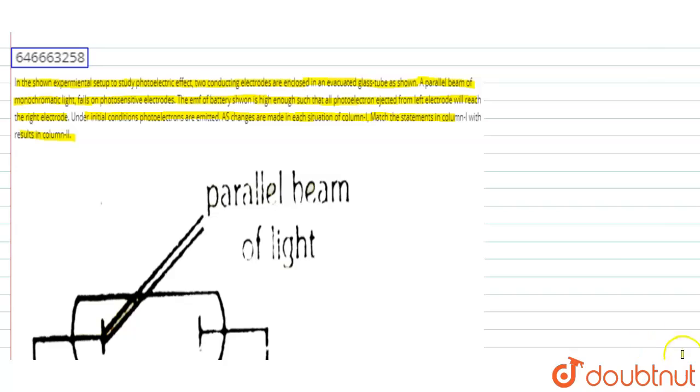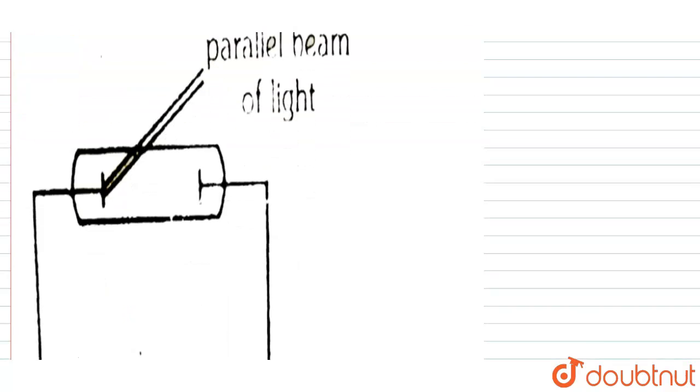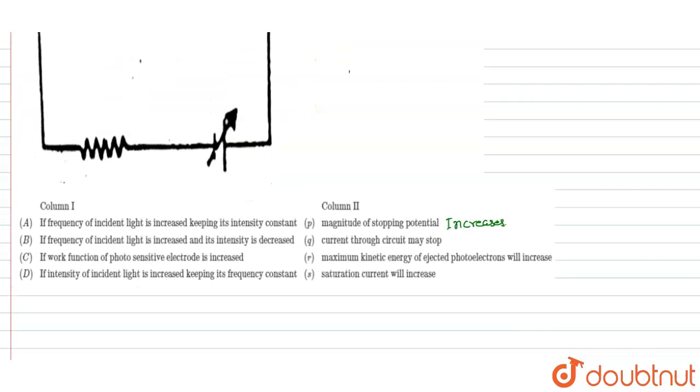Now, this is the experimental setup we can see, with a parallel beam of light. Now, we can see column first is this and column second is this. So we have to match column first with column second. So how can we match this?